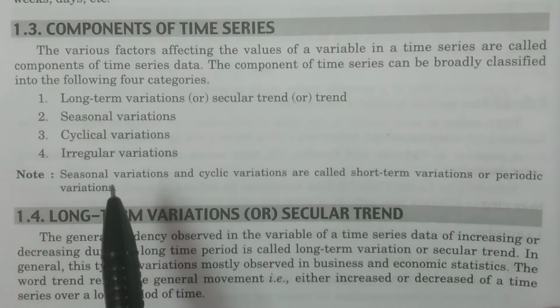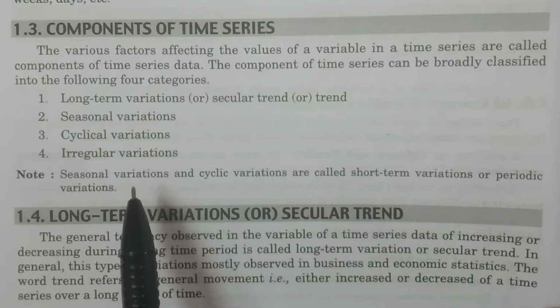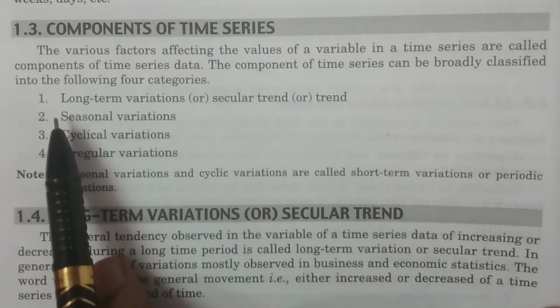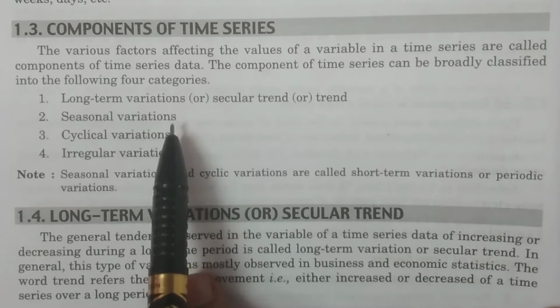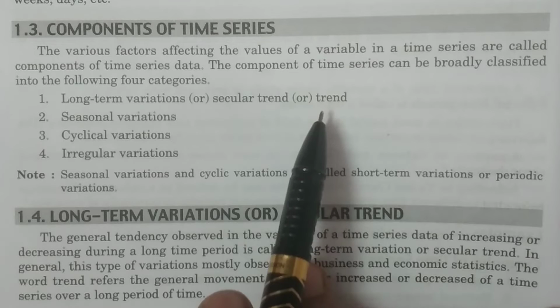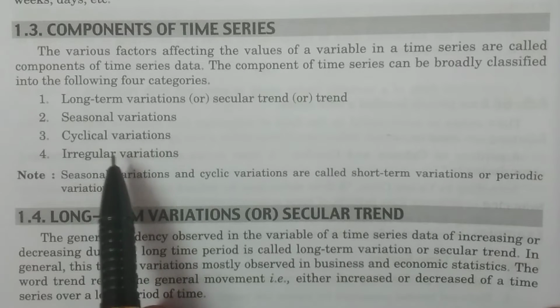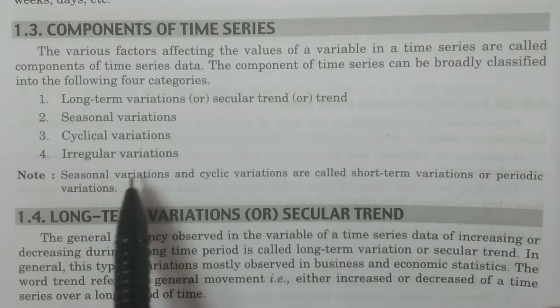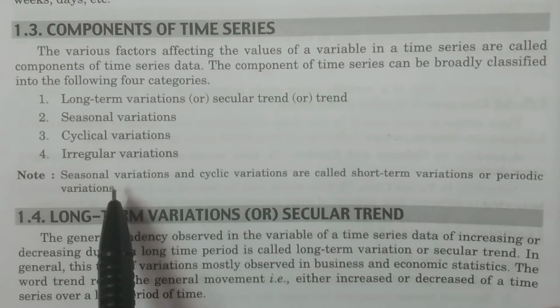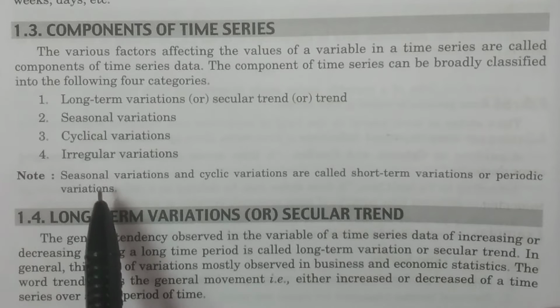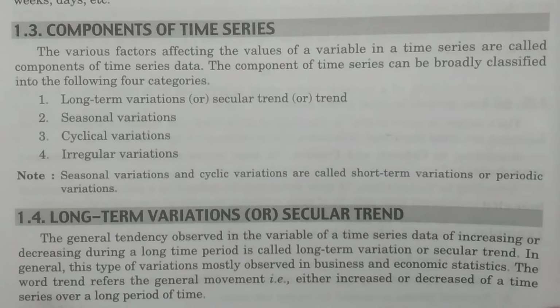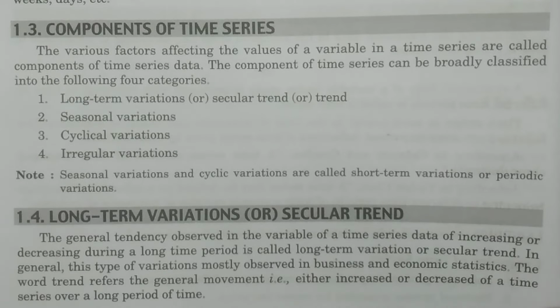So usually there are four components of time series. First one, long-term variations, the secular trend or trend. Second one, seasonal variations. Third one, cyclic variation. Fourth one, irregular variations. The seasonal and cyclic variations are also called short-term variations, short-term fluctuations or variations. So we discuss one by one.